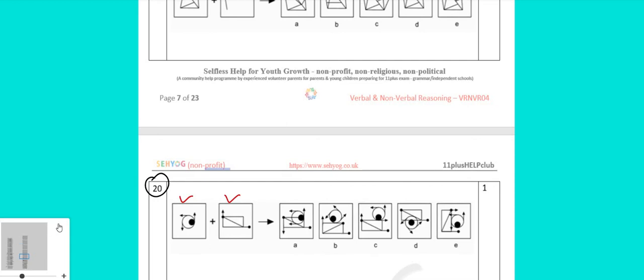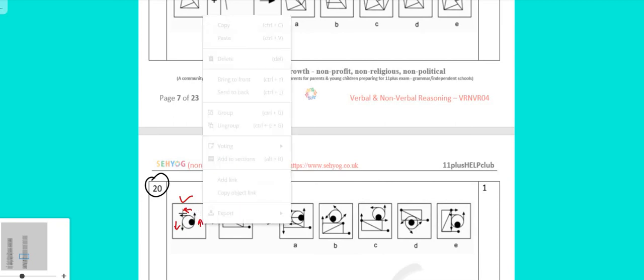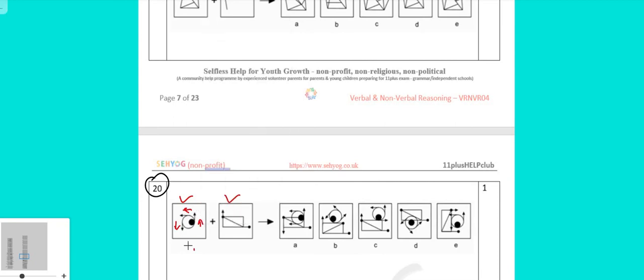After merging the first figure and the second figure, we will get a figure somewhat like C. Why is it so? Because here what we will be looking into is the direction of the arrows. The direction of the arrows is in an anti-clockwise motion. So it is like moving in this way.